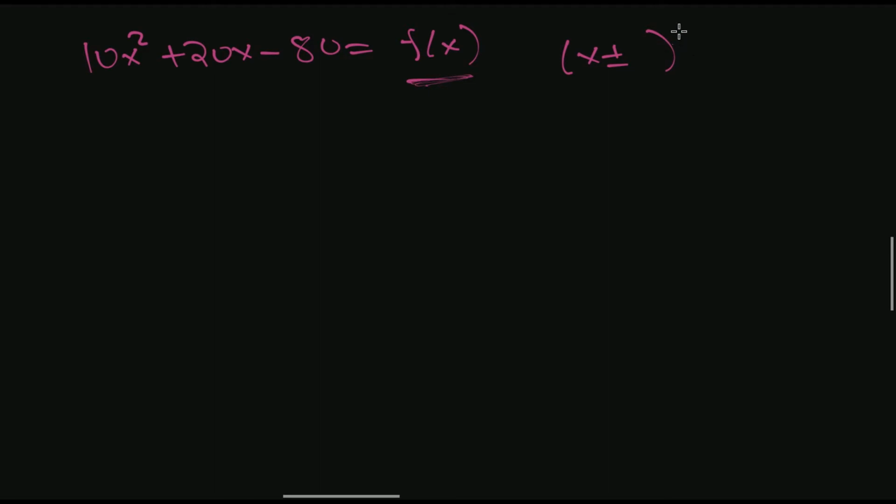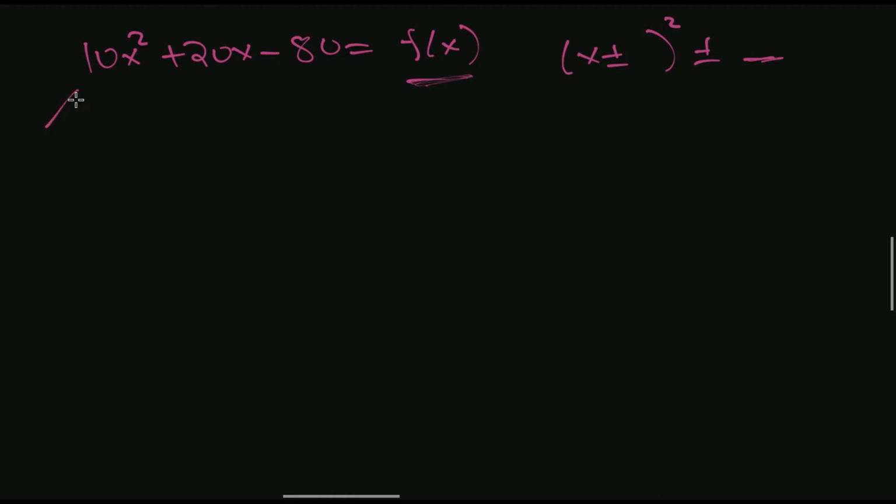So let's do another example of completing the square. What if I have 10x squared plus 20x minus 80 is equal to f of x. So in this problem, I'm not setting this equal to any number. I'm just saying that this is my function. So I'm not actually going to solve for x. I'm just going to complete the square and get this into vertex form. Vertex form is when you have x plus or minus some number squared plus or minus another number.